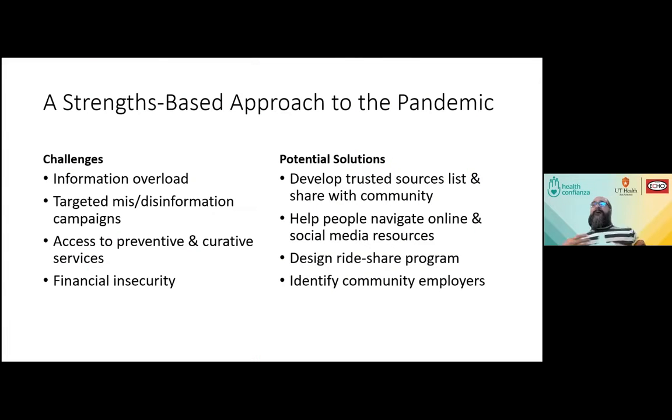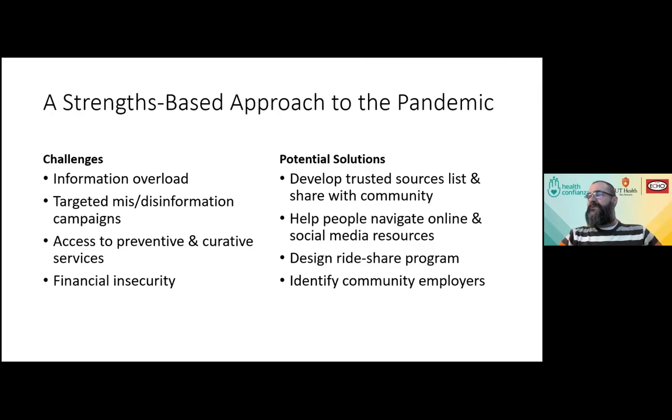So when thinking about how can we use a strength-based approach to the pandemic, I've identified just a couple of challenges on the left and a couple of potential solutions on the right. So information overload, we started with that question today with you. And so one of the ways that we may be able to address this is to develop trusted source lists with our community and share it, right? So people feel overwhelmed. Oh, it's Facebook, it's Twitter, it's the news, it's everything. And then we can come to them and say, look, I use these 3 things, and this is where I go for this information. And I highly recommend that you go there so it can help reduce that stress.